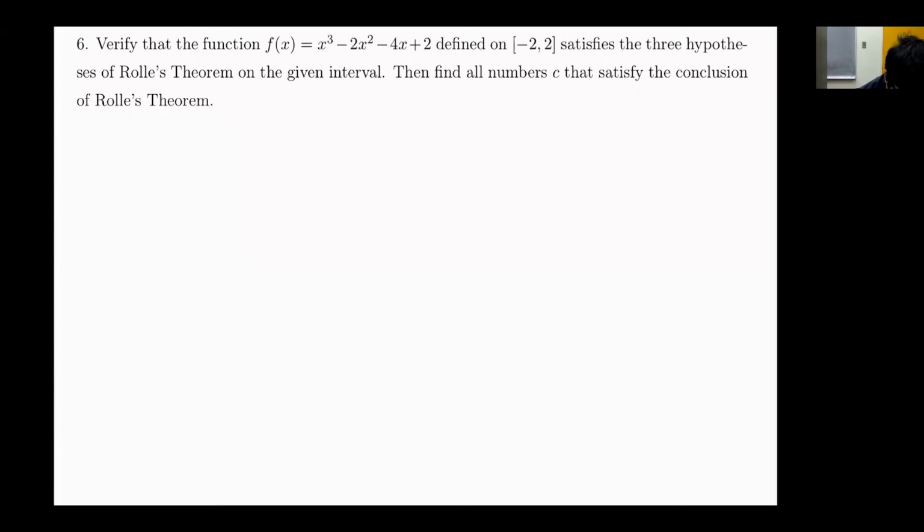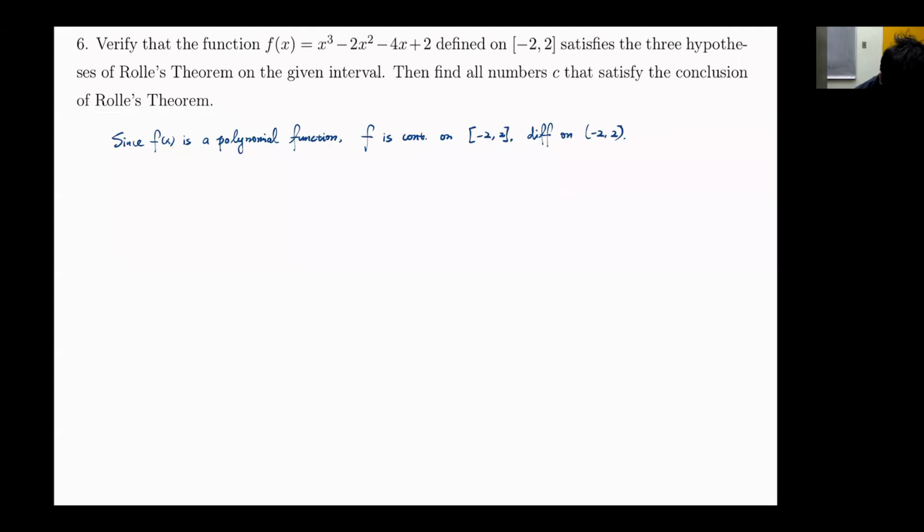The continuity and the differentiability simply follow from the fact that f of x is a polynomial function. So since f of x is a polynomial function, f is continuous on [-2, 2] and differentiable on the open interval (-2, 2).